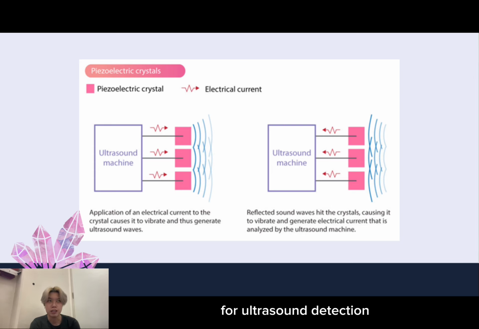For ultrasound detection, when the ultrasound echoes hit the transducer, it causes the piezoelectric crystals to vibrate and generate an equivalent electrical signal. These electrical signals are then amplified, digitized, and processed to form the ultrasound image. The most common piezoelectric material used for ultrasound transducers is lead zirconate titanate.